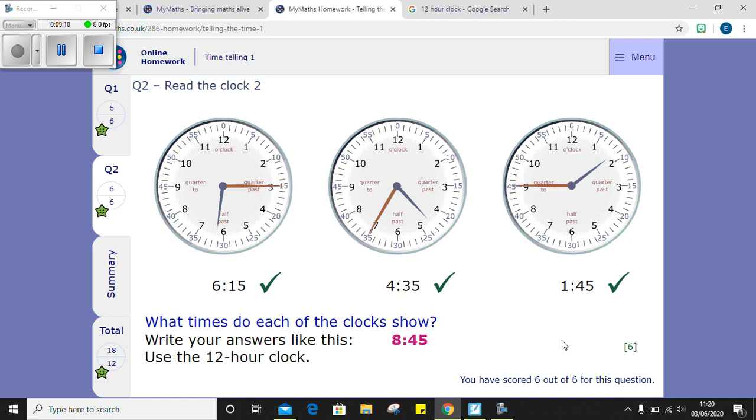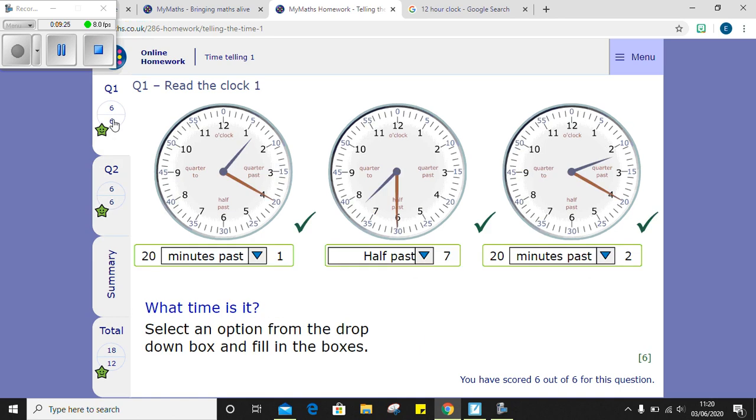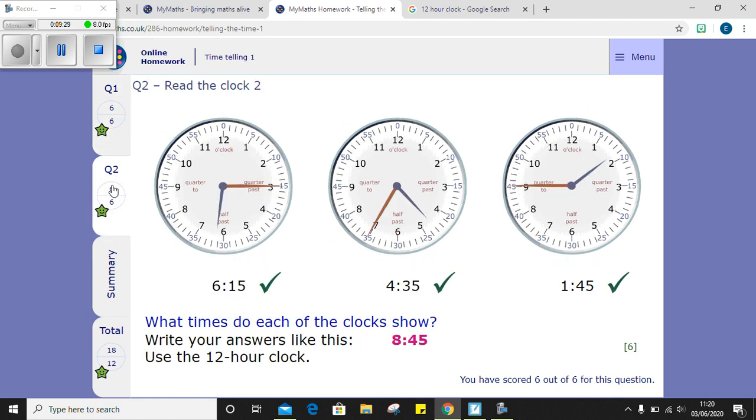Fantastic. So just like that, guys, look at your hour hand first and then count round with the minutes. Some of us are only doing the first question and then moving on. Remember, you've got 2 sets of questions on your My Maths work.